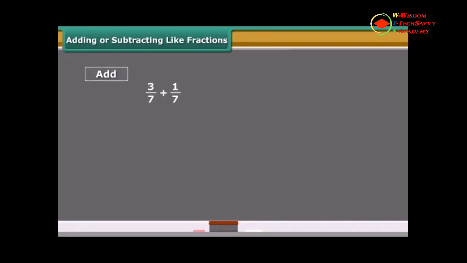Students, the sum of two or more like fractions is obtained in two steps. First, we add the numerators. Second, retain the common denominator. And finally, write the fraction including both the results.